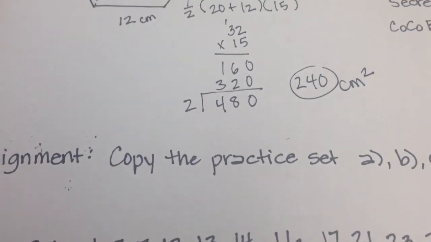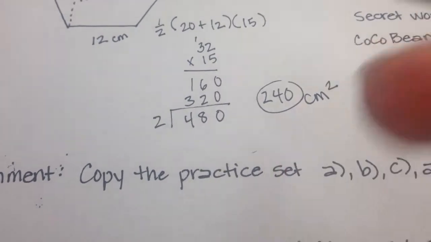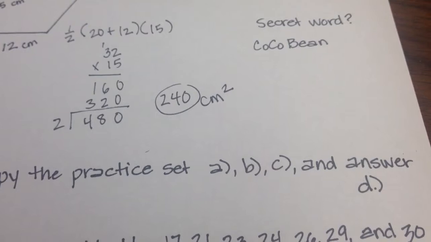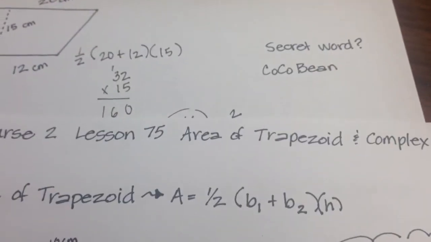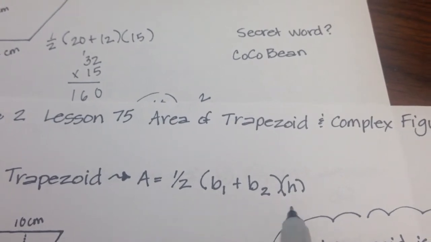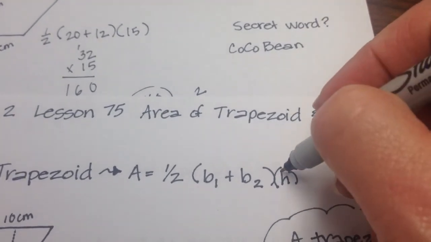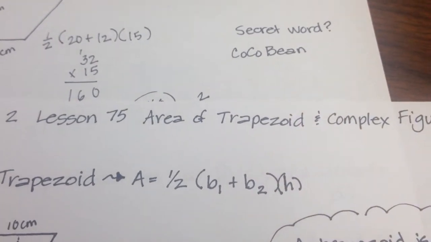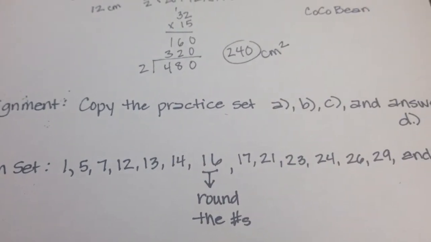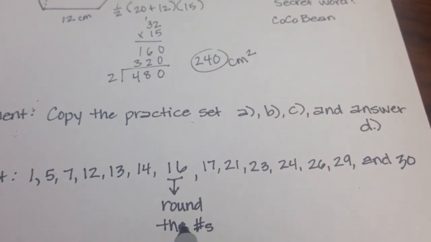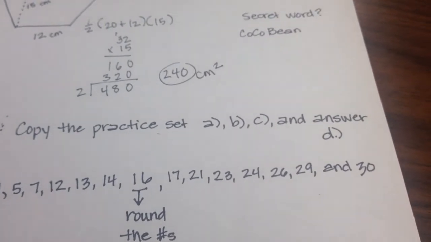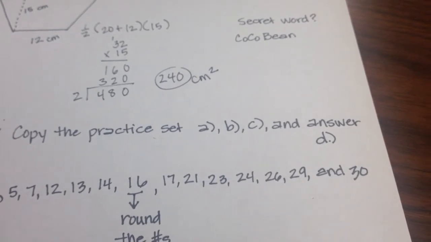All right. For your assignment, I want you to copy what we just did. Practice set A, B, and C. Yes, you're going to copy it on your paper. Then I want you to answer D. D is just going to ask for the formula of the area. How do you find the area for a trapezoid? Right there. Copy that down. This looks like an N. It's an H. Base times height. Okay? Then, problem set. I want you to do 1, 5, 7, 12, 13, 14, 16, and 16. I want you to round the numbers. 17, 21, 23, 24, 26, 29, and 30.